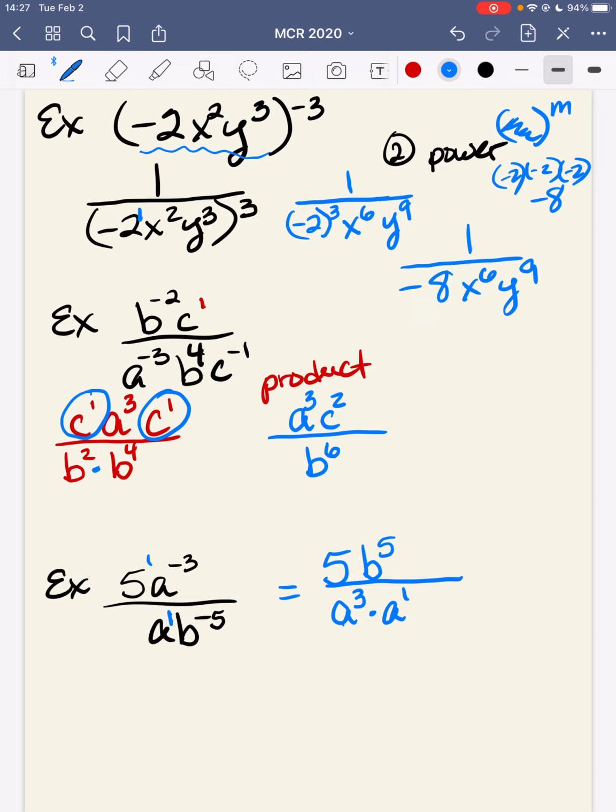Now my numerator is totally okay. In my denominator, I need to add my exponents. So I have 5b to the 5th power on the numerator, and then base a to the 3 plus 1, or a to the 4th.